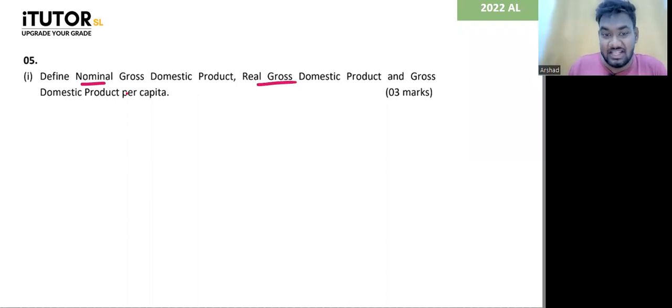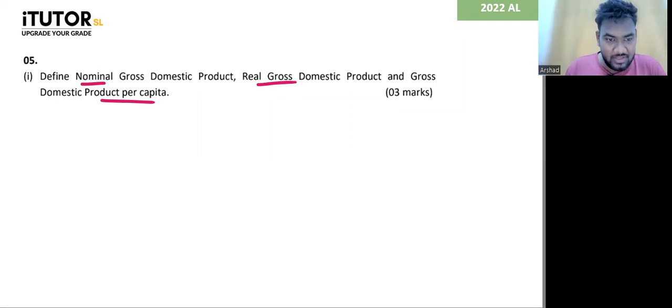Then what is GDP per capita? GDP per capita is the contribution per person to the GDP. In other words, it's the total nominal GDP divided by the mid-year population. That is one person's contribution or one person's income from the GDP. That's what GDP per capita is. Just for 1 mark, you have to write. Right? There is nothing big or nothing hard.